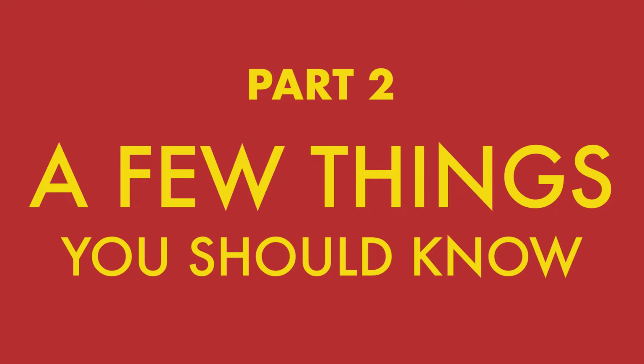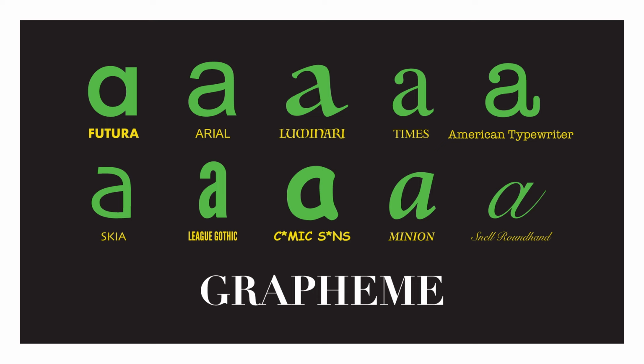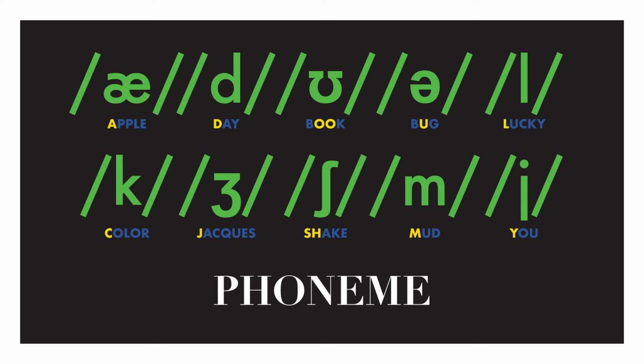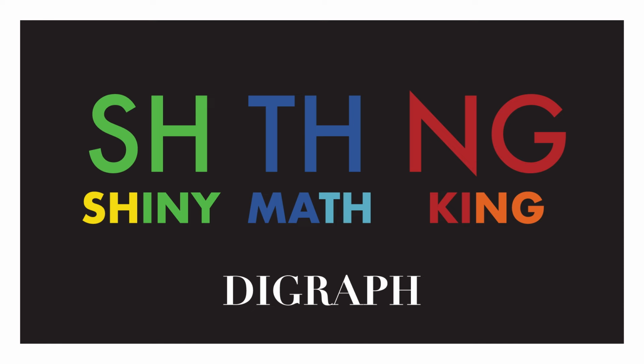So now we know the general stuff. Let's jump into the details. Before we get into it though, here are a few things you should know. A grapheme is a unique letter symbol. These are all the same grapheme, just represented in different ways. A phoneme is a unique letter sound. Here are some examples of different phonemes. A digraph is 2 graphemes used to represent a single phoneme, like sh, f, ng, among others.